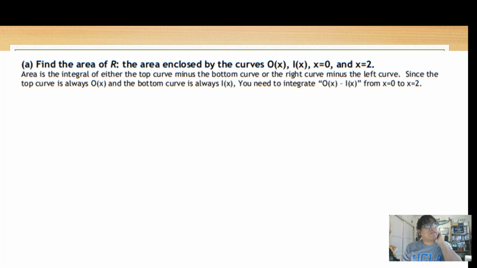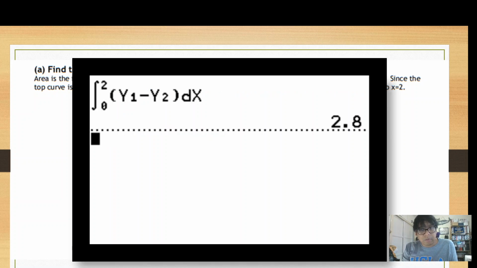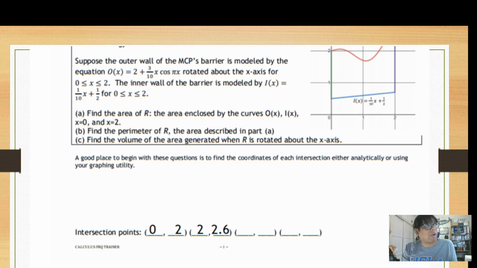Part A. Let's find the area on R enclosed by O, I, x equals 0, and x equals 2. And so this is not that big of a deal. You're just going to integrate O minus I from 0 to 2. You take a look at that graph again over here. The upper function is O and the lower function is I.